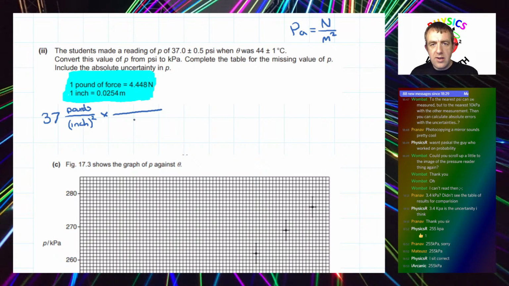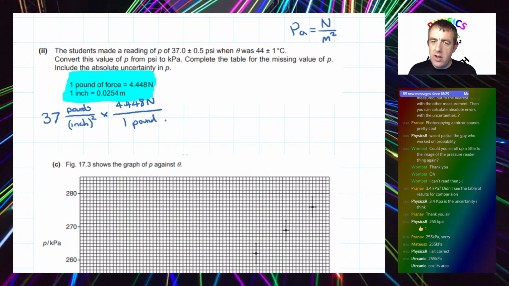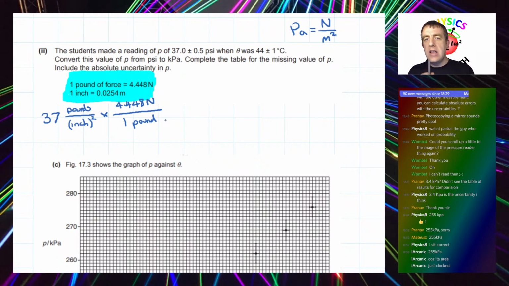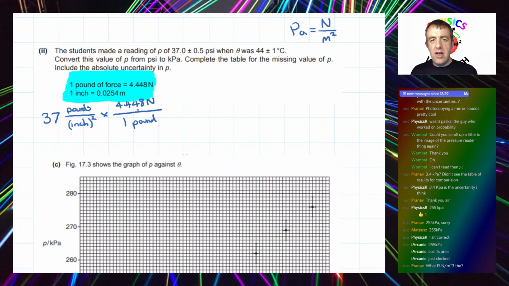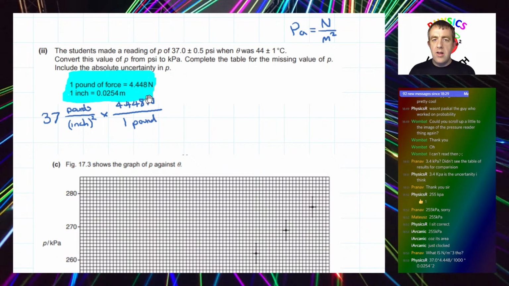So what I'm going to do, I'm going to cancel out the pounds by writing 4.448 newtons divided by 1 pound. 1 pound of force is equivalent to 4.448 newtons. That's what we've been told. Yes, you've got to be careful of that. Okay, that it is equivalent. And if you multiply something by 1, you don't change it. And if you divide something by itself, then it just equals 1. So what I've essentially done is multiply this pressure by 1, because these two numbers mean the same thing. But it means I can cancel the pounds unit.